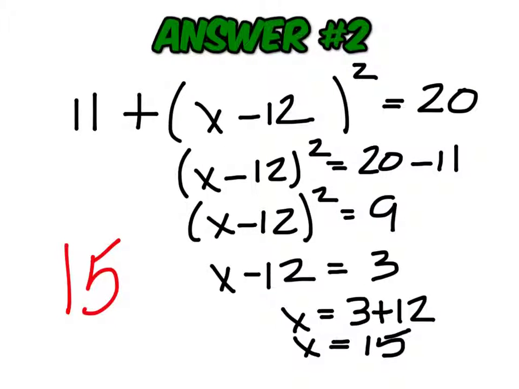And this expression should be 11 plus the quantity squared of x minus 12, closed quantity, and equals 20. Move the 11 to the right side, make it minus 11. That gives you a 9. What number would you square to get a 9? That would be 3, and 3 would have to be equal to what's inside the parentheses. So move this 12 to the right, make it plus. Answer should be 15.